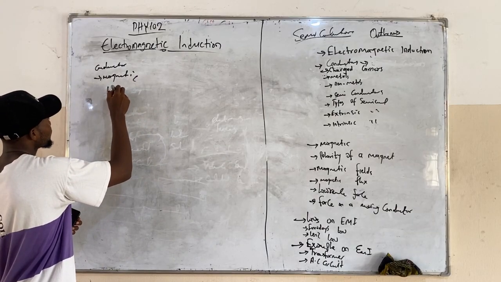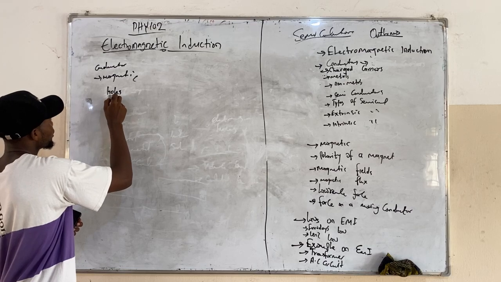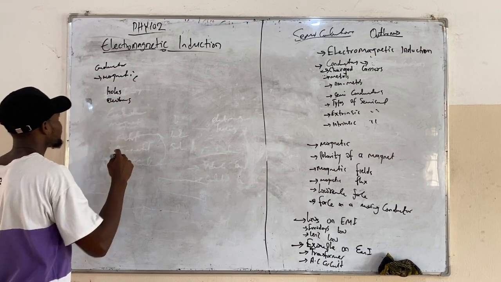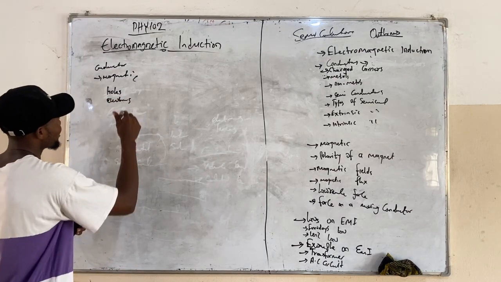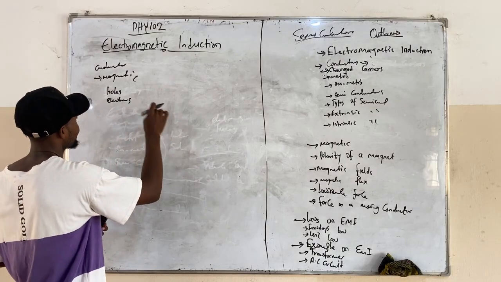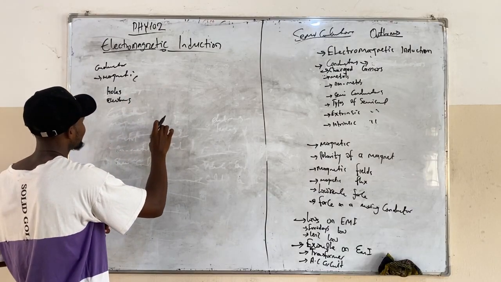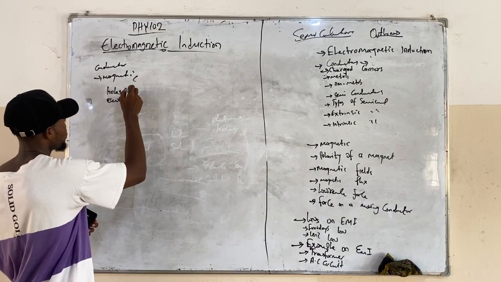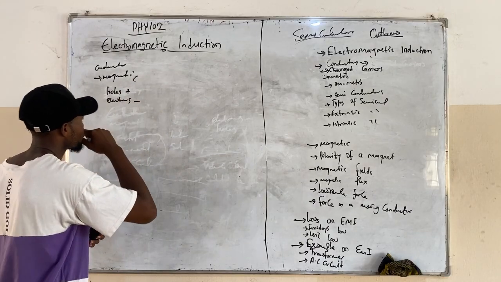holes and what? Electrons. Of course, holes are just like empty charge carriers. There's a vacancy, and it's positive, while the electrons are the negative.